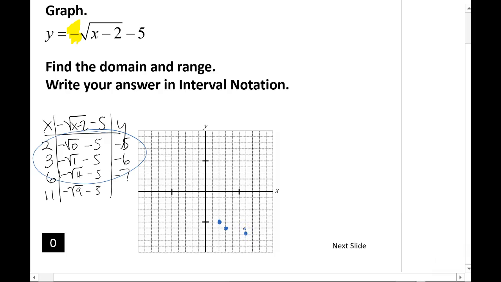So I'm going to do my best to make my little curve. It goes off in this direction. Now it doesn't look the best here.